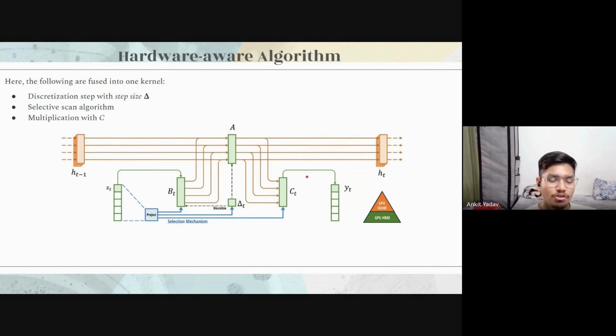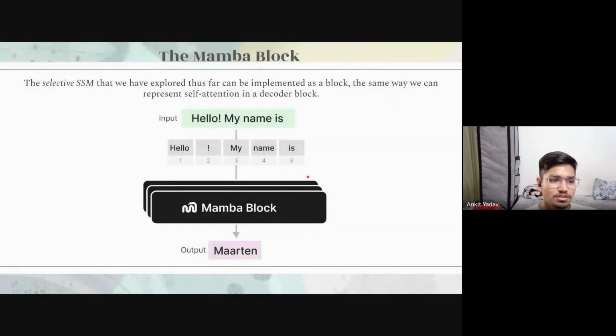Coming to how it will look from a working perspective, it is just like a decoder or encoder model, where input embeddings are there. They go into a decoder block where self attention will be there, layer norm will be there, again some neural networks will be there, and we'll get some output in the end. So again, this Mamba block goes like that.